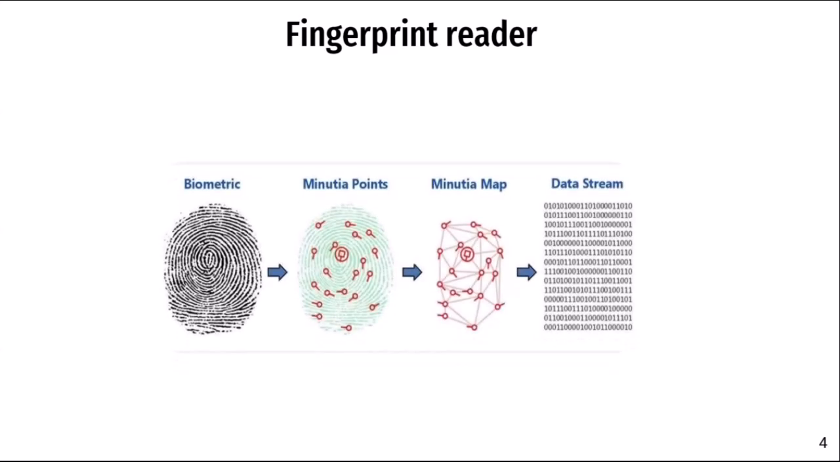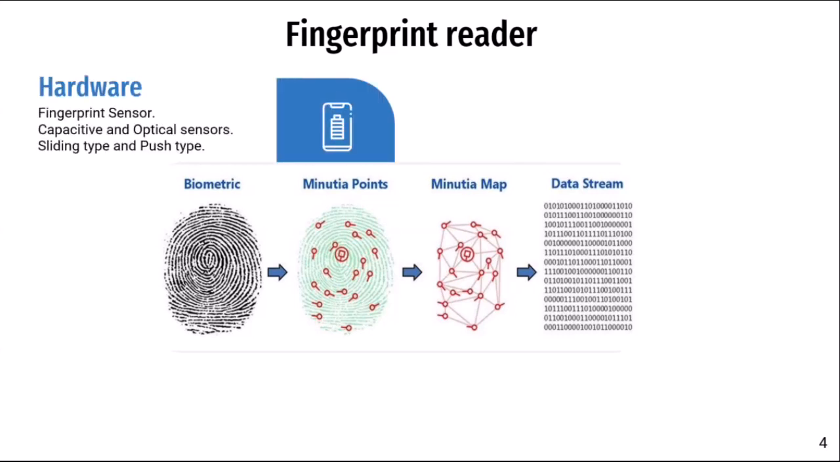The next part is the fingerprint reader. These figures show how a fingerprint reader works. It will collect our biometric fingerprints, screen its feature points, link them into a numeric map, and go through the data stream. The first part is usually the hardware.